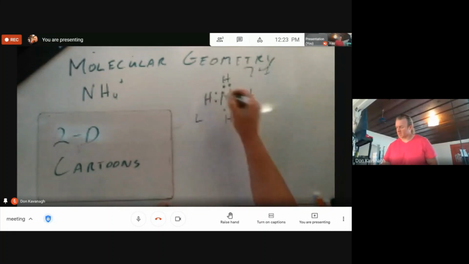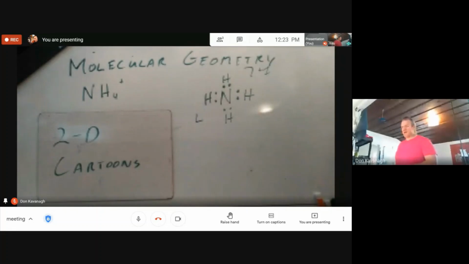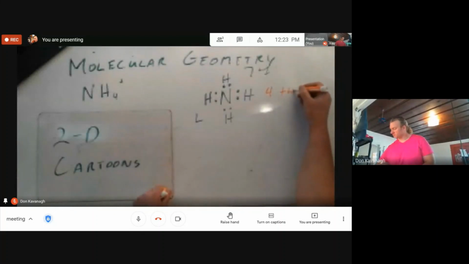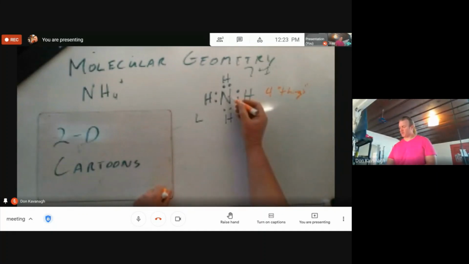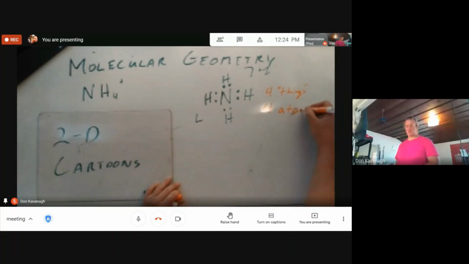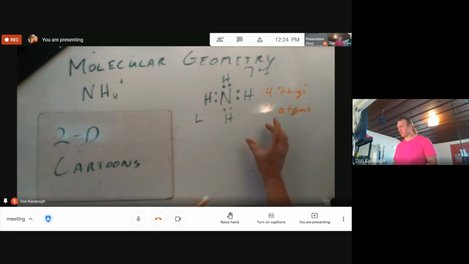Now we want to zoom in and focus on the central atom nitrogen. And we want to notice 2 things about it. That it's surrounded by 4 things. Central atom nitrogen has 1, 2, 3, 4 things poking out of it like 4 spokes on a wheel. And of those 4 things, all 4 of them are other atoms. That's going to help with our drawing and categorization of this molecular shape.